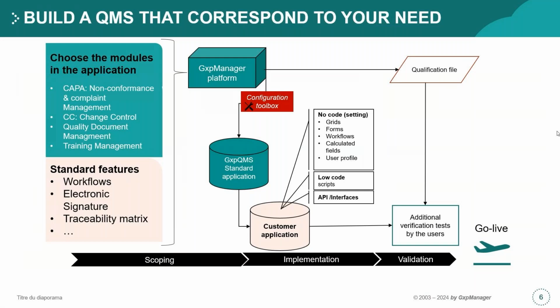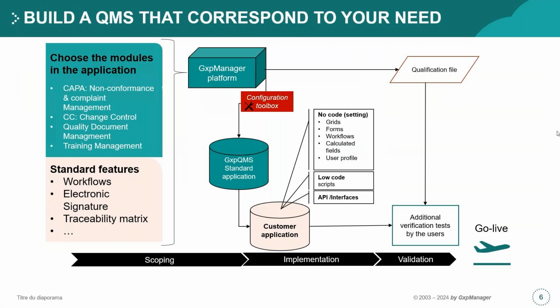So we can see 3 main steps: scoping, implementation, and validation. During the scoping, we work with you to understand all your requirements, including which module you need, your processes, and the specifics of your company in terms of quality management. All the elements of the scoping process will make the implementation phase run smoothly.